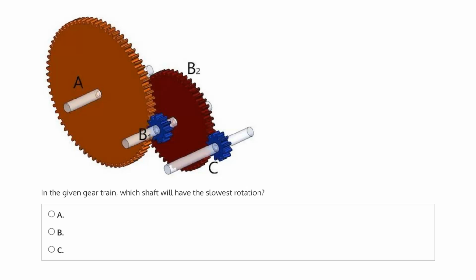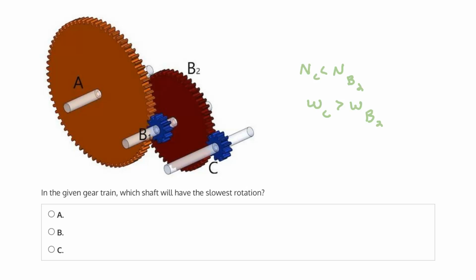But if we're concerned with which shaft will have the slowest rotation, well, we need to consider the number of teeth and the way these gears are connected. So first we have gear C and gear B2. We can consider these first. Now, the number of teeth of C is fewer than the number of teeth of B2. And the gear with the lesser number of teeth will have the higher rotational velocity. So therefore, the rotational speed of C will be greater than the rotational speed of gear B2. So we know C is faster than B, but let's continue through the gear train.